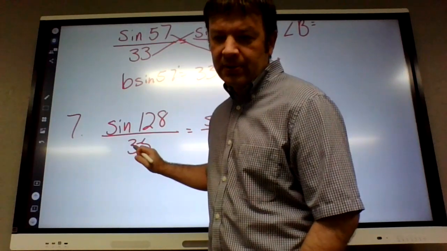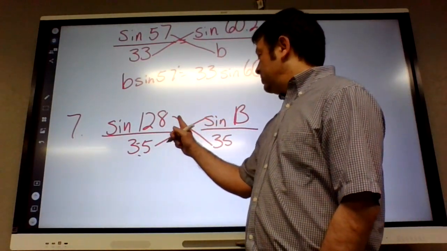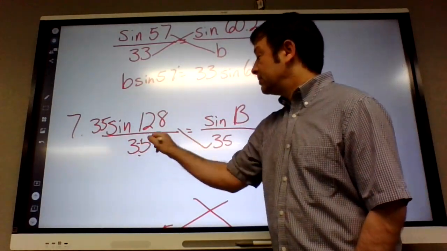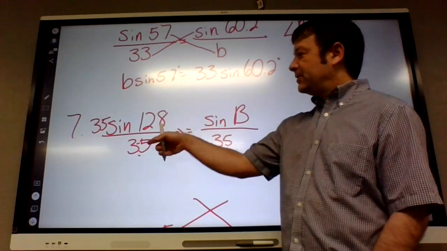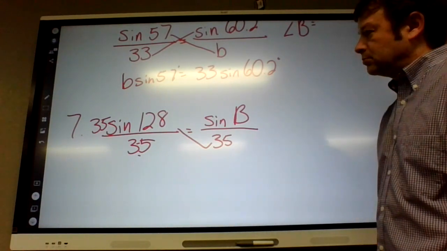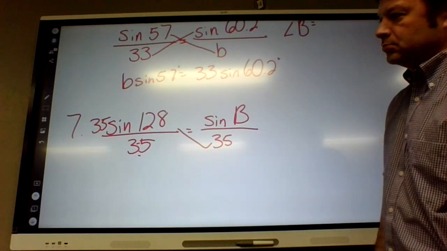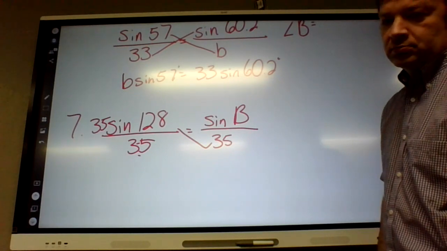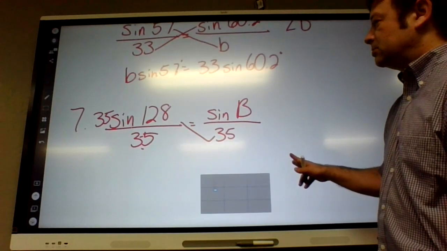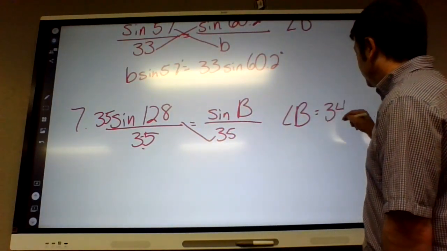Did I write the wrong thing down? No, they're both 35s, okay. Alright, cross multiply 35. Actually, let's just multiply by 35 because we don't really want to add other stuff to this. Using the sine inverse, sine inverse of all that. Okay, angle B, you got 34.3? Yeah. Alright.